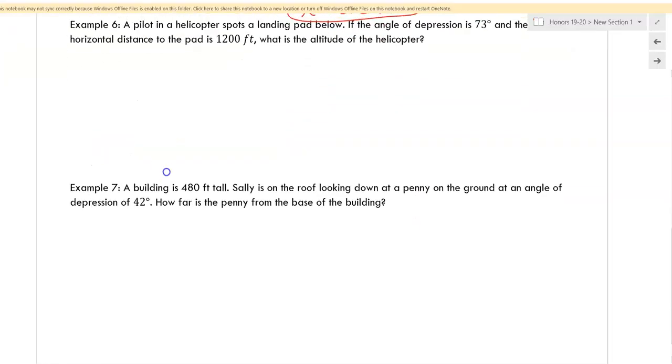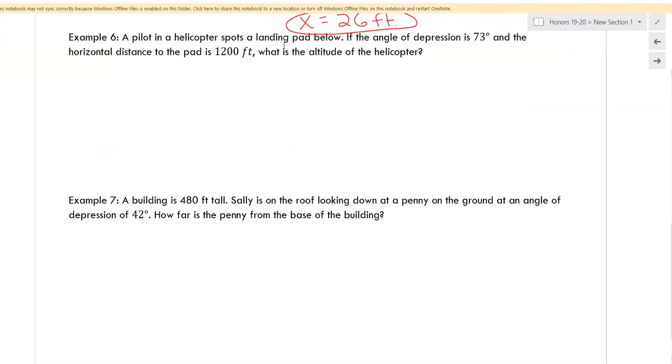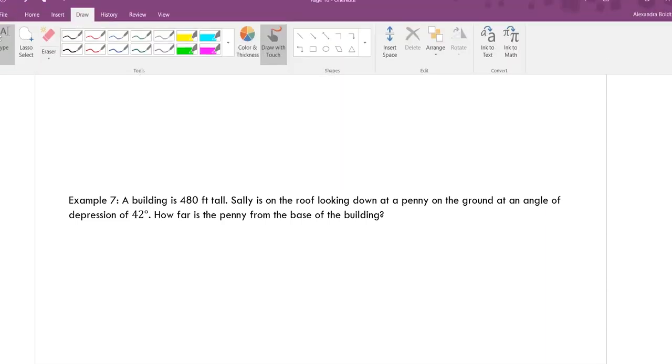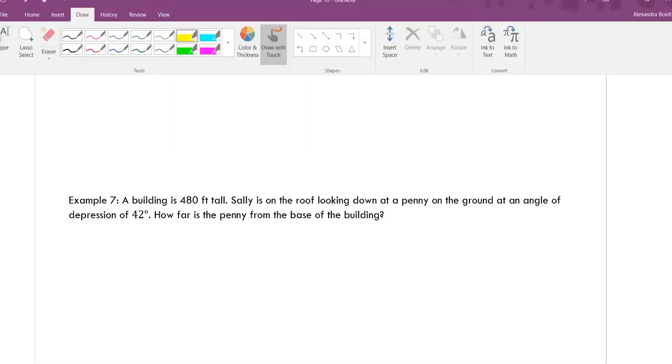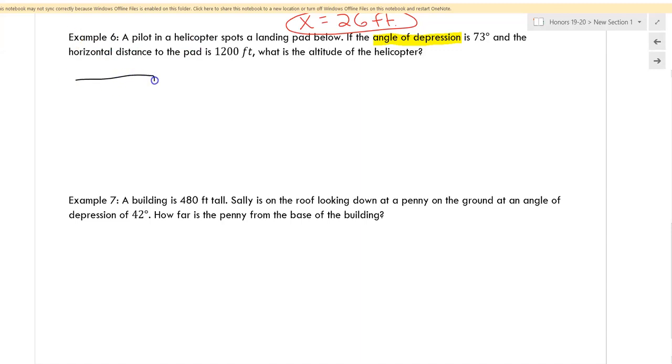All right, looking at example 6. A pilot in a helicopter spots a landing pad below. If the angle of depression is 73 degrees and the horizontal distance to the pad is 1,200 feet, what is the altitude of the helicopter? So again, we're doing angle of depression. So I'm going to draw our right triangle like this.